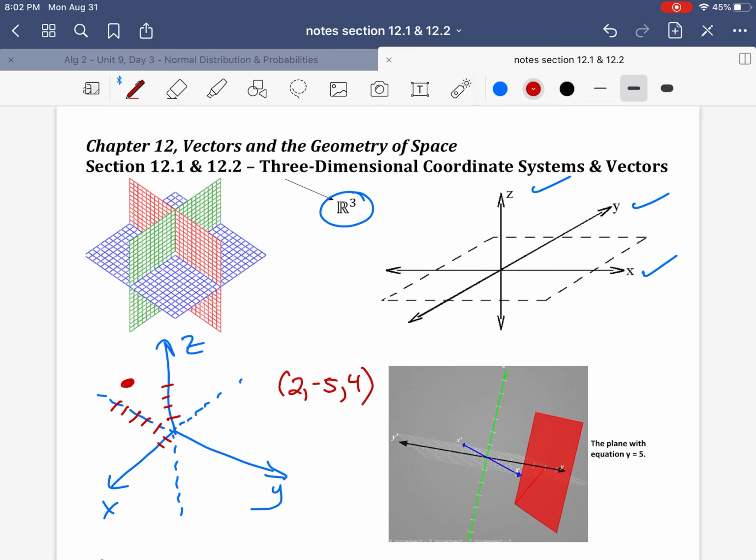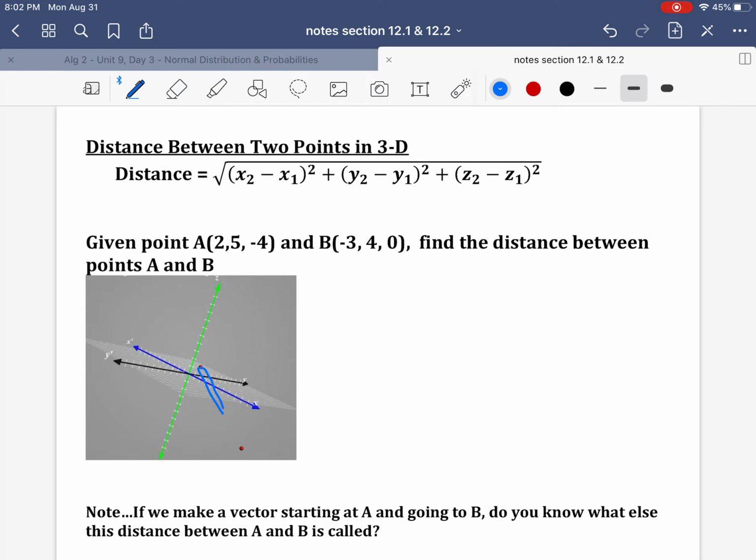So anyway, we talked about that in class. Here's a picture of a plane. This is the equation y = 5. Remember, in the old X and Y axis, if you had y = 5, you would have a line crossing the Y axis at the number 5. Well, you see this plane is crossing the Y axis at 5, but it's a plane now because it has to be in 3D.